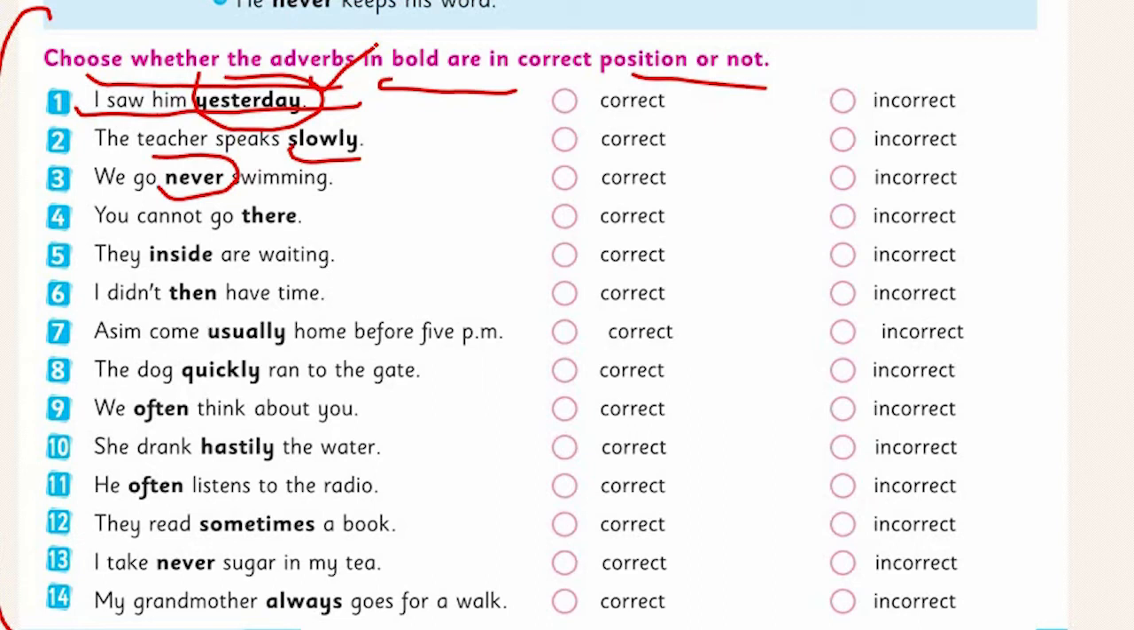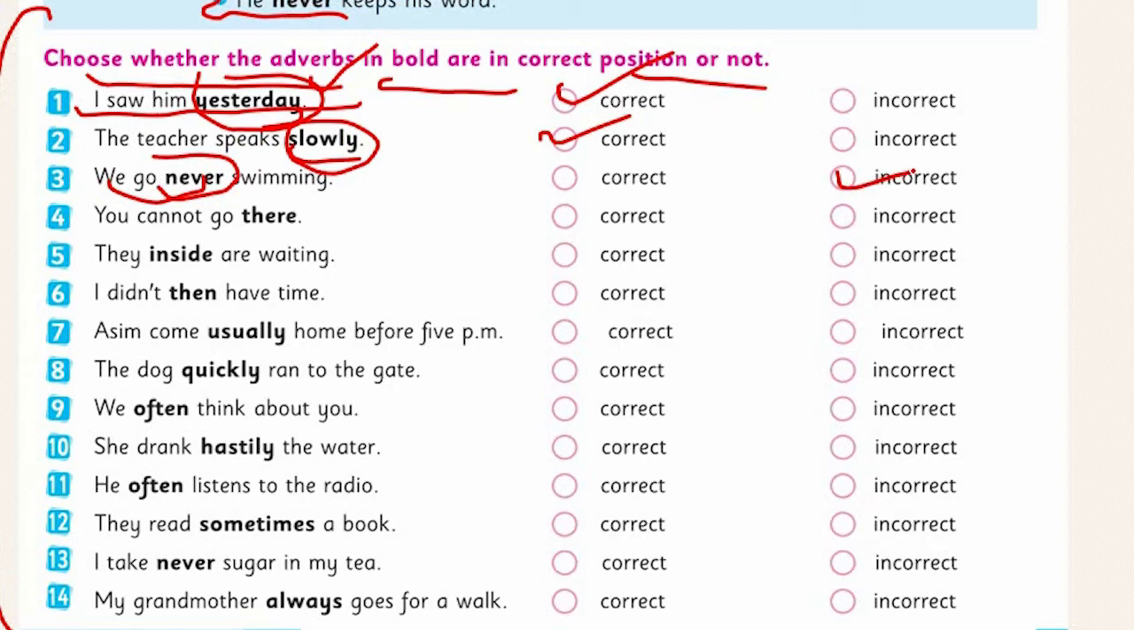It is correct. The teacher speaks slowly. As we discussed the position of adverbs, slowly is in the end of the sentence. So again, it's correct. We go never swimming. Is it correct? No. We have discussed it. Here. We never go swimming is the right position. Never आपका इधर आ जाएगा we के बाद और go इसके बाद. तो this sentence is incorrect.